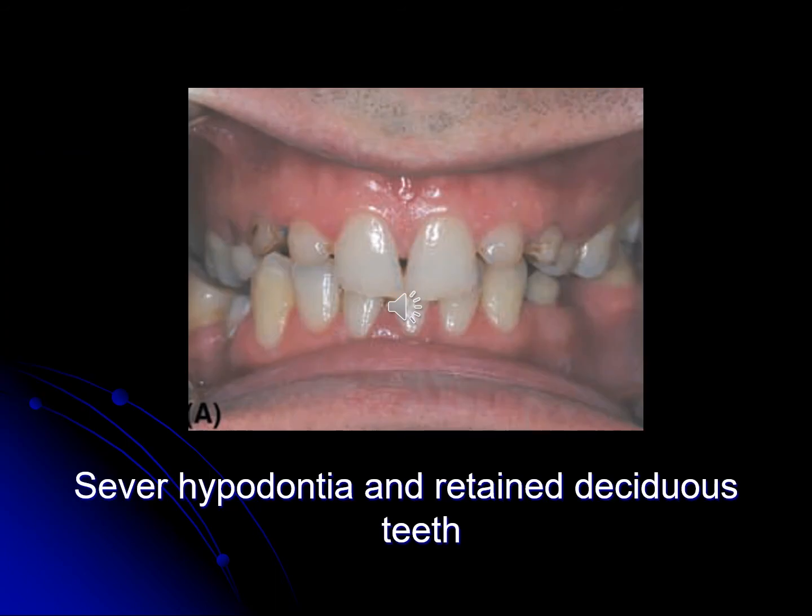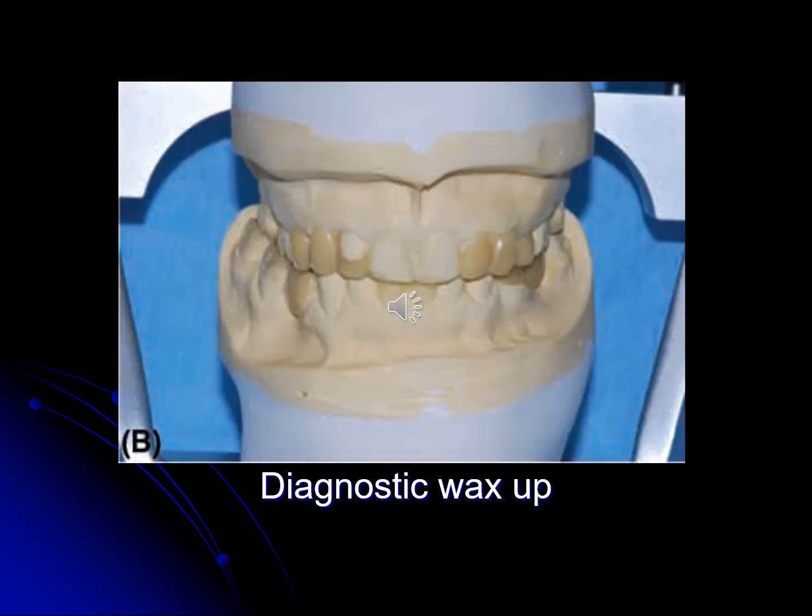We have a clinical example about what we talked about in the last slides. This is a case with severe hypodontia and retained deciduous teeth. The patient came in this situation. The first step of our treatment plan is to take impression and prepare mounted study cast. After that, we can prepare a wax-up of the case to see the final result. Our goal is to reach this final result of the prosthesis. That means we start from the end.